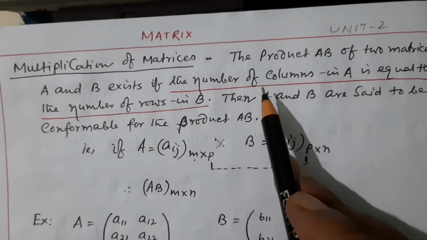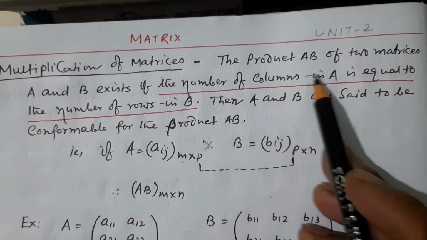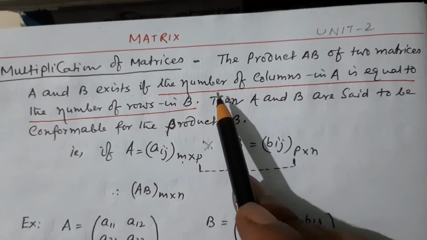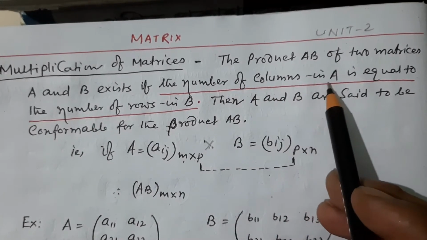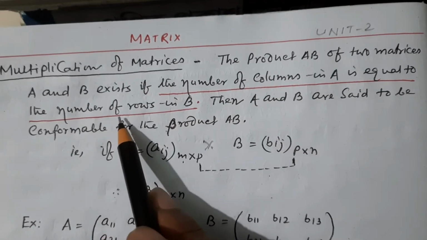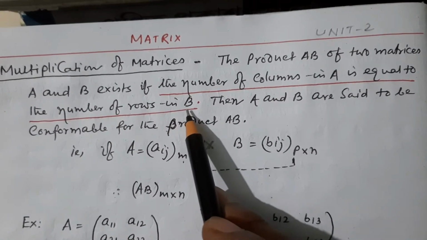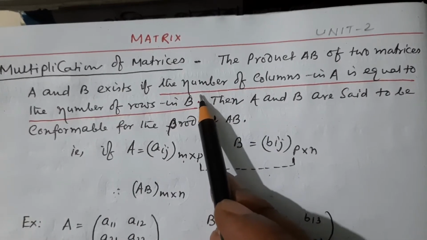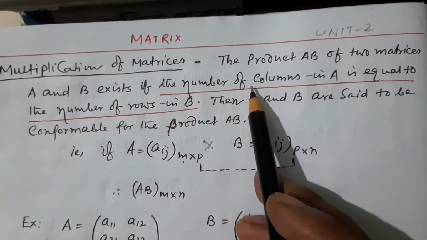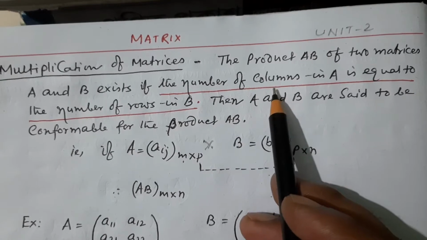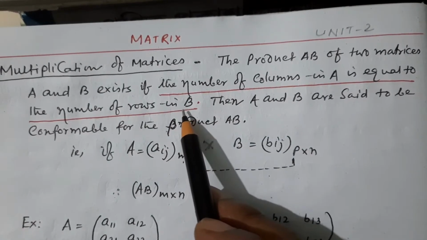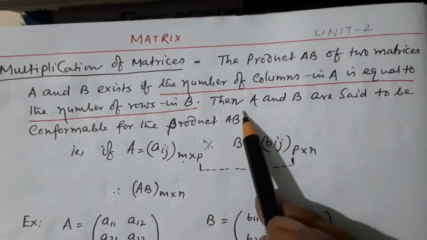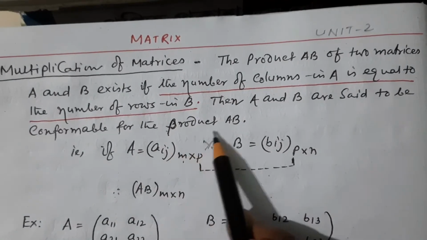Multiplication of matrices. The product AB of two matrices A and B exists if the number of columns in matrix A is equal to the number of rows in matrix B. That means two matrices are said to be eligible for multiplication if the number of columns in A is equal to the number of rows in B. Then we can multiply A and B and calculate AB. Then A and B are said to be conformable for the product AB.